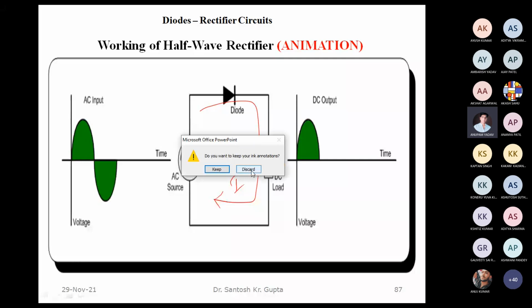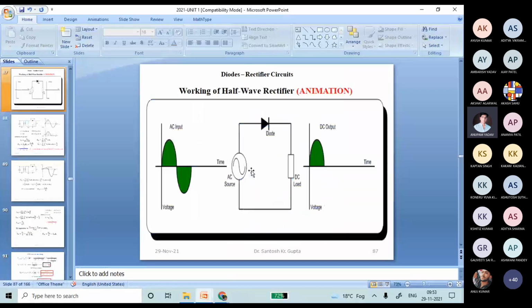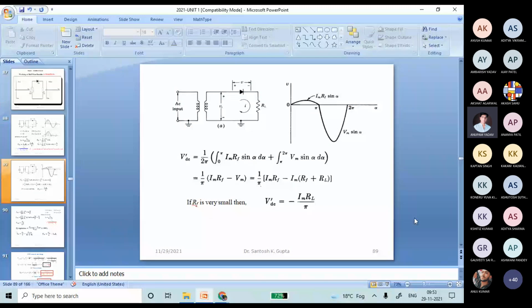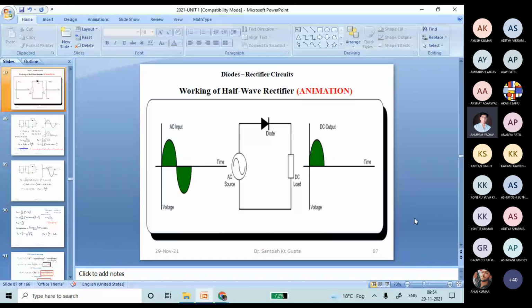Okay, so with this we will stop here. We will continue our discussions in the coming lectures, finding more different parameters of the half wave rectifier.